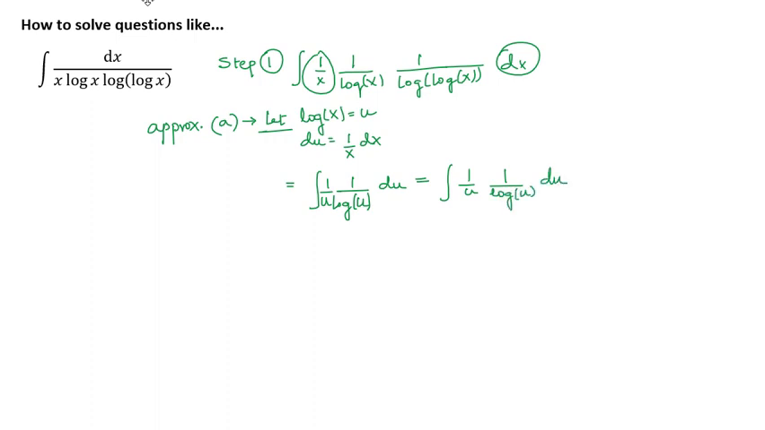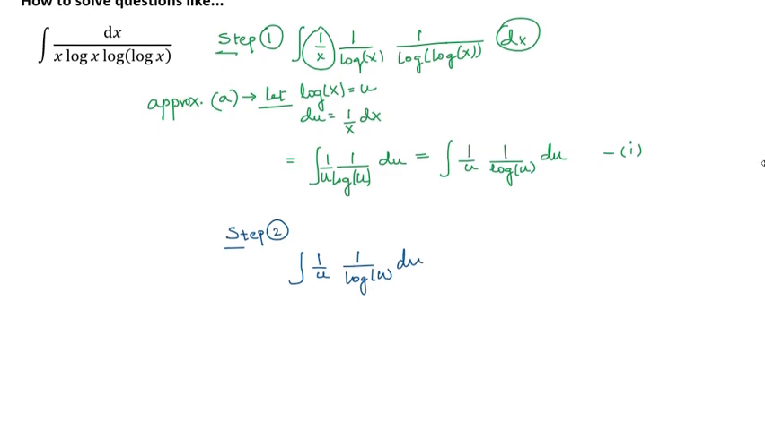This seems similar, but this is not the answer because we are yet to do an integration. The integration is not over. So this was step one, and step one completes here. Now we go to step two. Here we will not do anything more complicated, but we will make another assumption. First let us write what we have: 1 over u times 1 over log of u du.